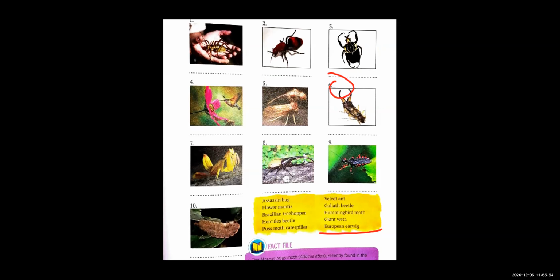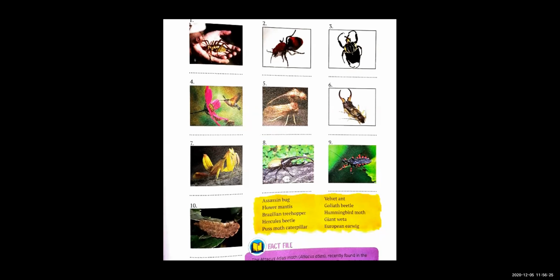Yes. Now, number 7, if you look at number 7, it is looking more like a flower rather than an insect. So, children, its name is flower mantis. Right? Proceeding towards the 8th one. The 8th one is your Hercules beetle. The 8th is Hercules beetle.